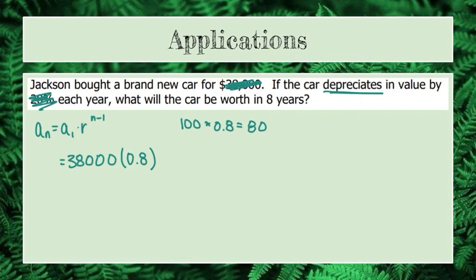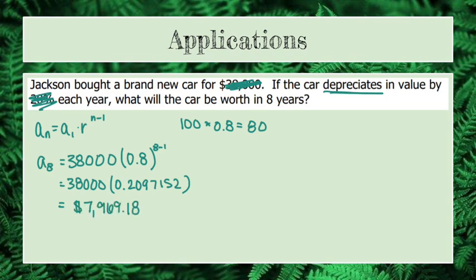And then it wants to know, what will the car be worth in 8 years? So we want to find A of 8. So we're going to have 8 minus 1 here. Then we have 38,000 times 0.8 to the 7th power, which is a really long decimal, but it's actually not rounded. It's just a big number. And when we multiply those together, we are going to get $7,969.18.